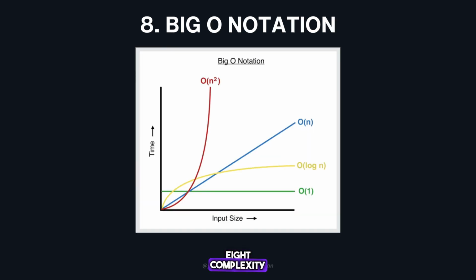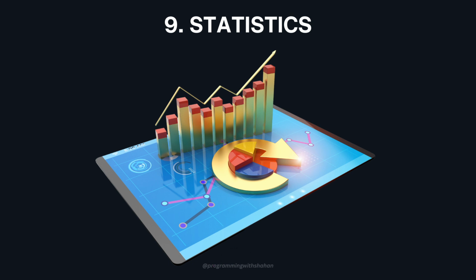8. Complexity theory, big O notation. Complexity theory helps you analyze the efficiency of algorithms. Big O notation is a tool for expressing the time and memory complexity of algorithms. It helps you choose the most efficient solution for your programming tasks, a valuable skill for interviews and writing efficient code. 9. Statistics. Statistics is essential for various fields of programming, especially artificial intelligence and machine learning.